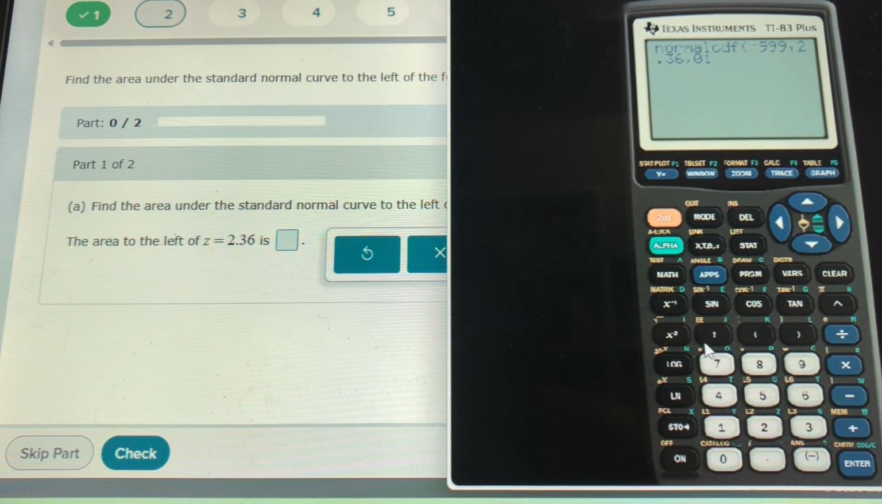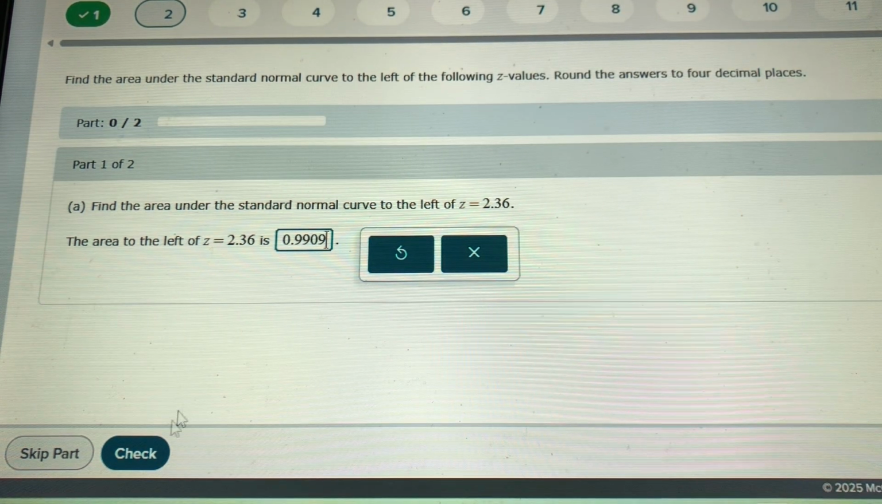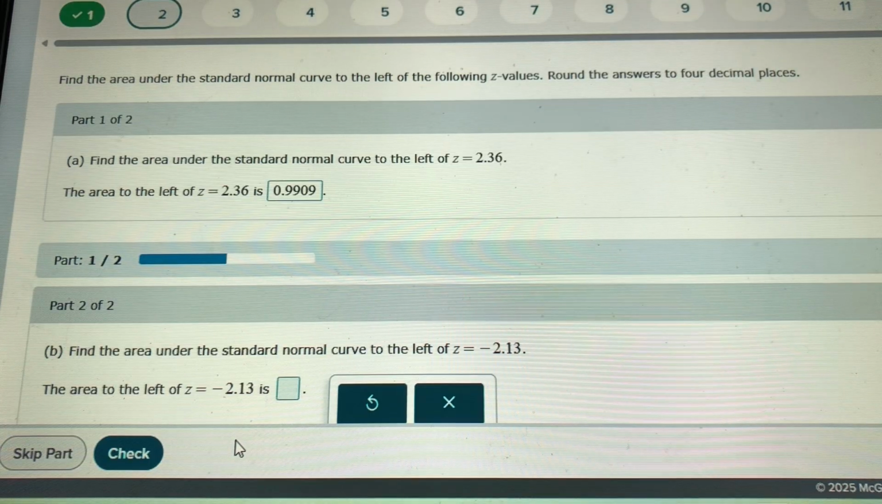Yeah, I hit the comma, but it didn't register. 9908, but there's a 6 after that, so 9909. That's the first case of the other problem too.